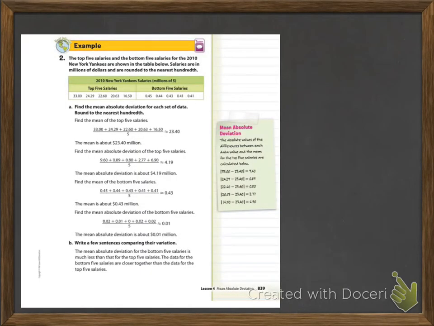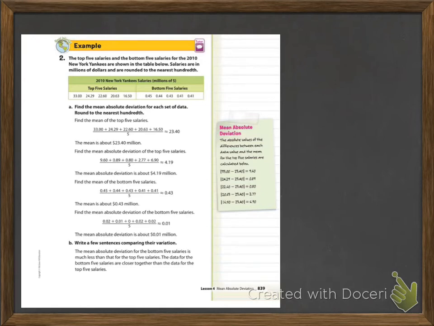In this example, it says the top 5 salaries and the bottom 5 salaries for the 2010 New York Yankees are shown in the table below. Salaries are in millions of dollars and are rounded to the nearest hundredth. So they just did this in millions of dollars instead of making us write 6 zeros after each number. For example, in the top 5 salaries, the one that says 33.00 means $33 million. The one that reads 24.29 means $24,290,000. So you kind of get the idea there.